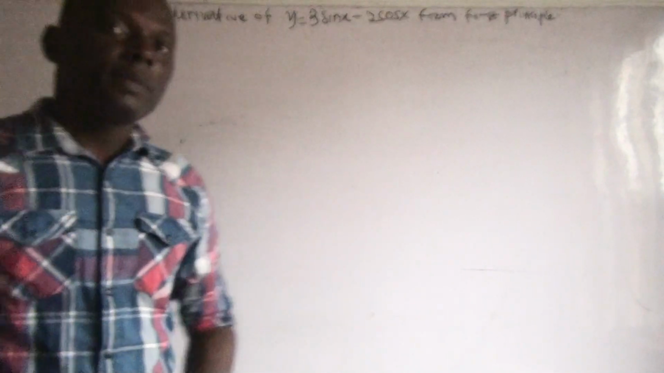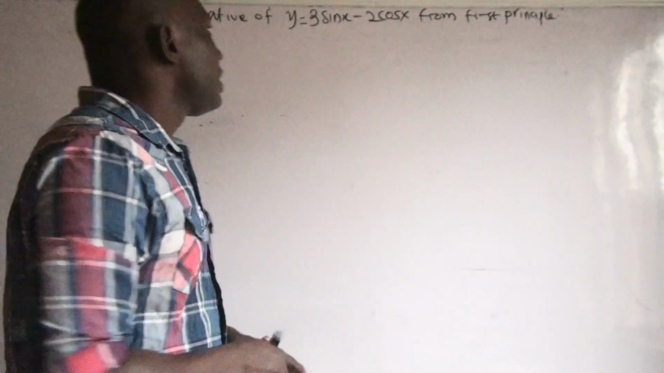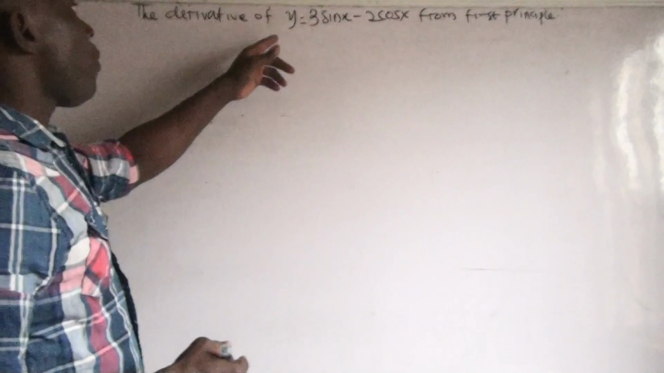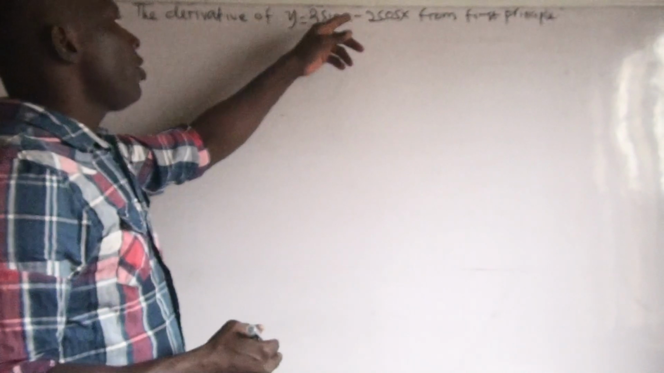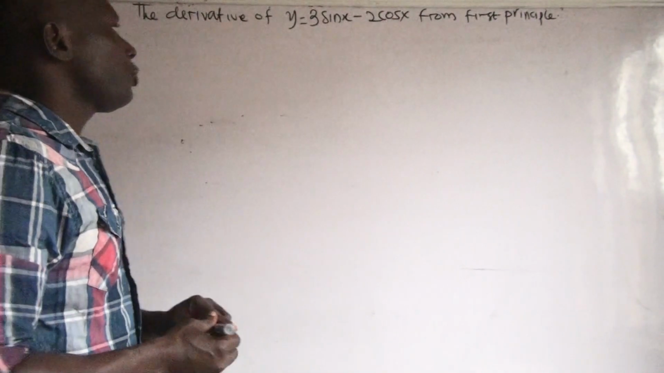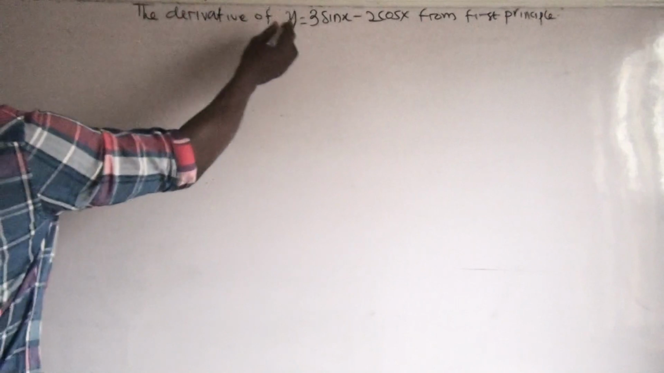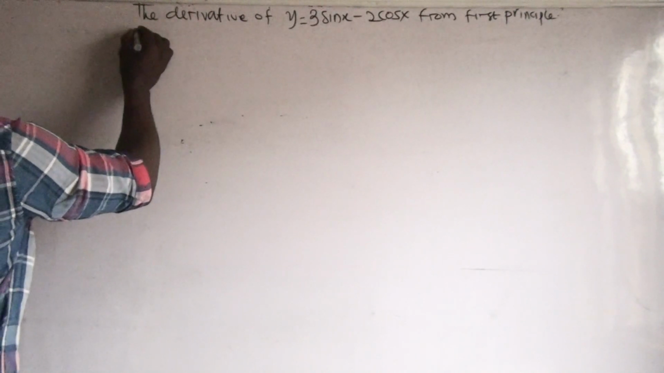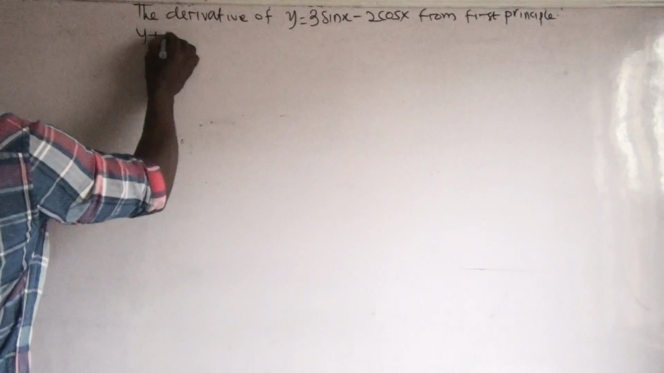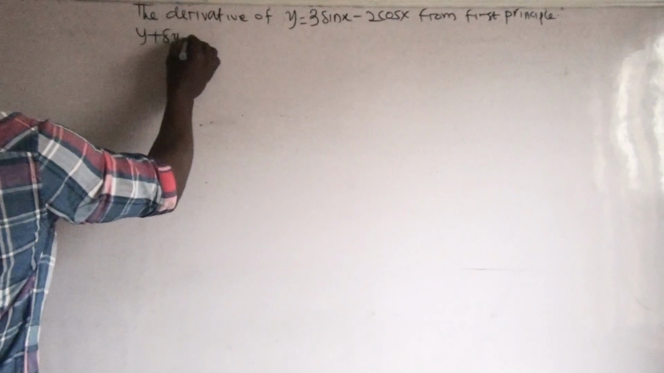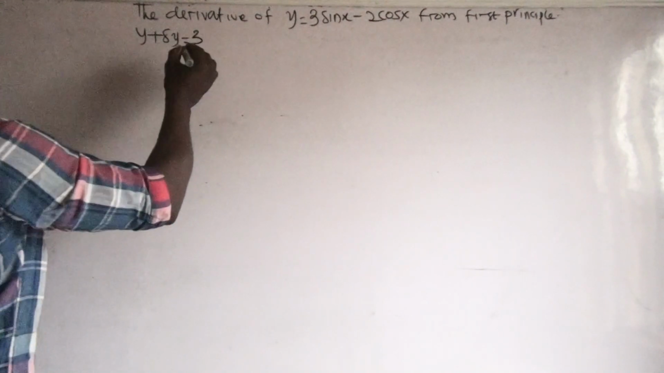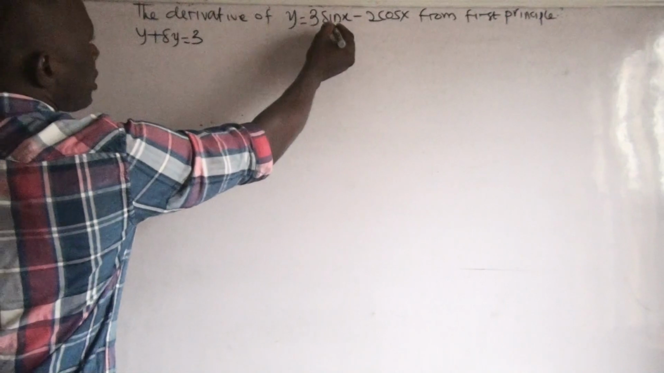Hello viewers, in this virtual class we're going to look at the derivative of y equals 3 sin x minus 2 cos x from first principle. If you recall from first principle, y will become y plus delta y. In place of x, we're going to replace it with x plus delta x.